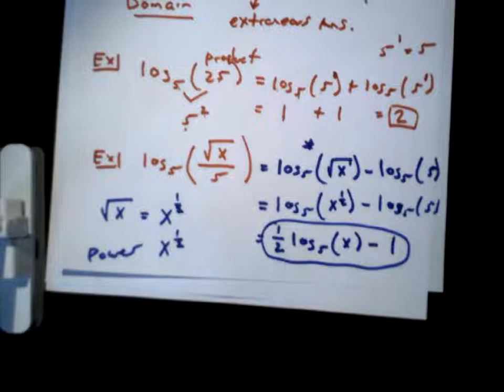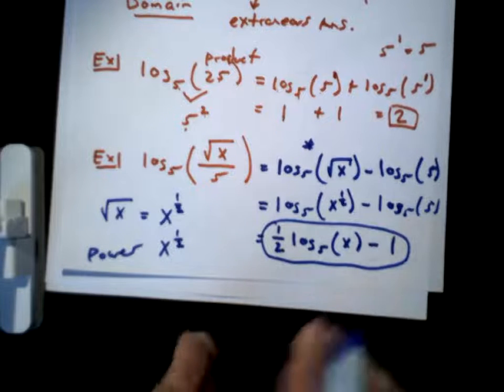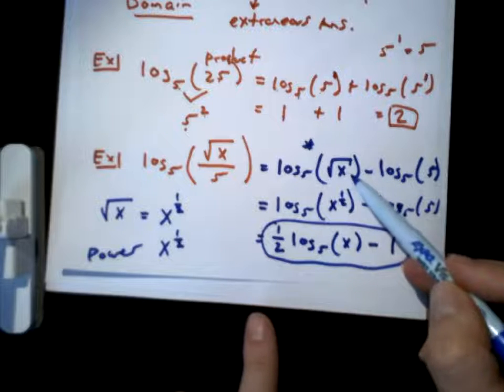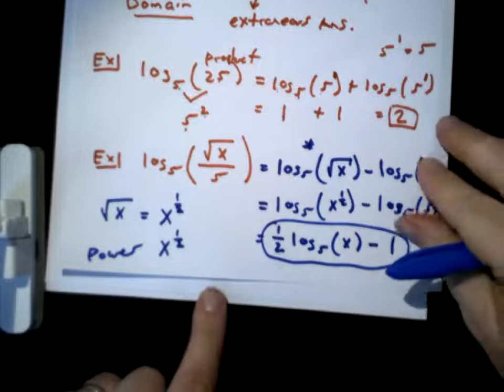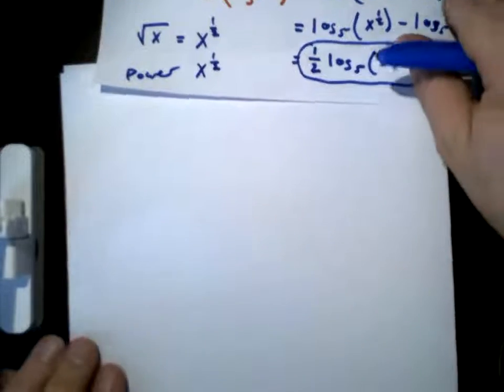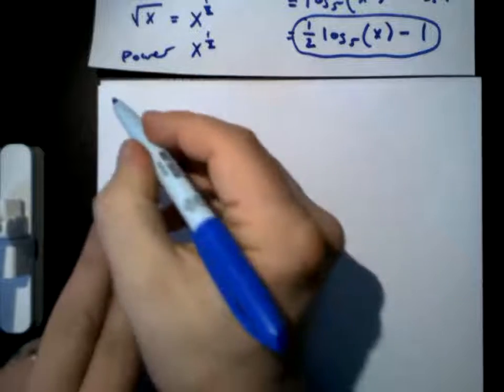You can't do anything else to this one because there's nothing really we can do, but we need to make sure that there's no radicals or anything like that. Hoping that this is making a little bit more sense. Let's do a couple more here.